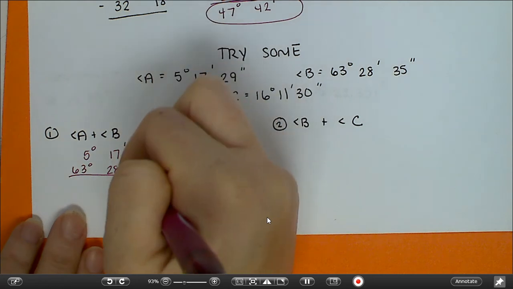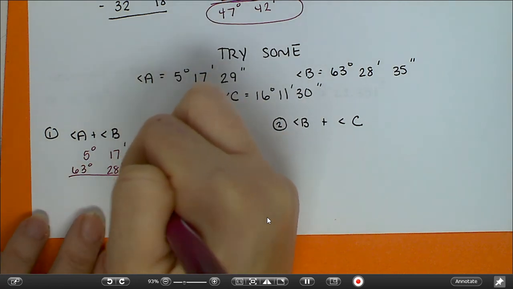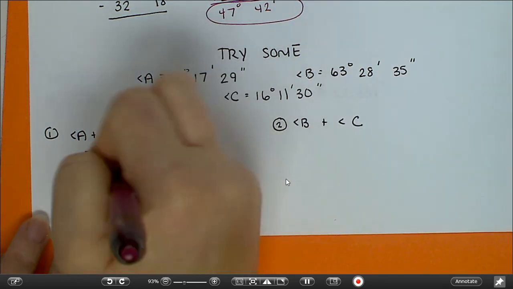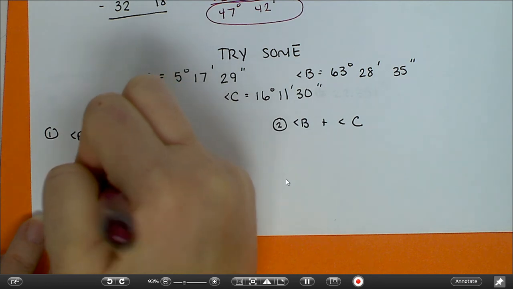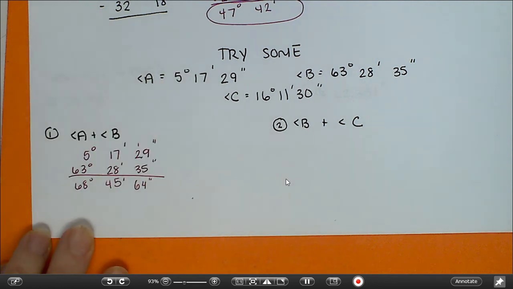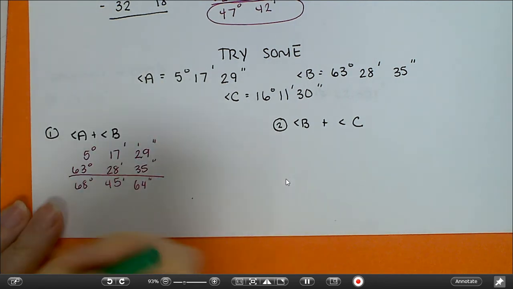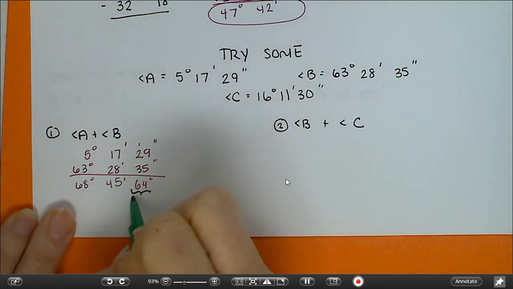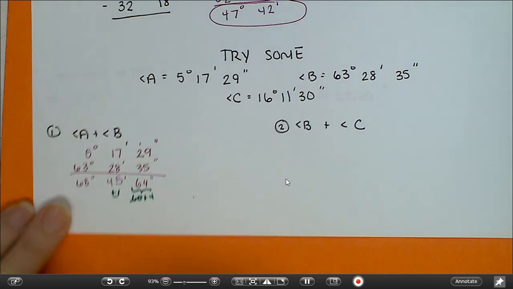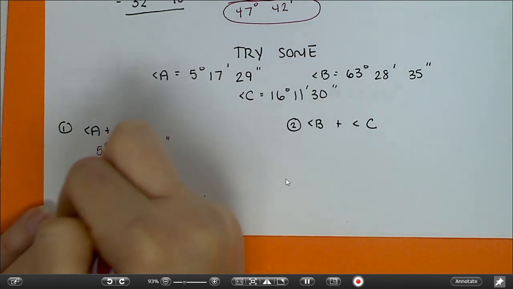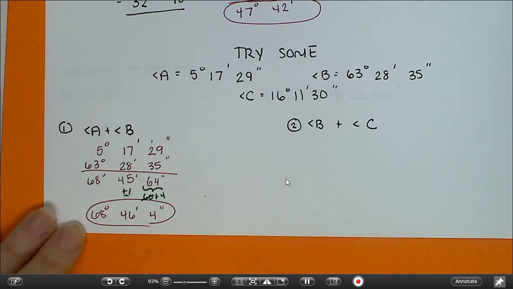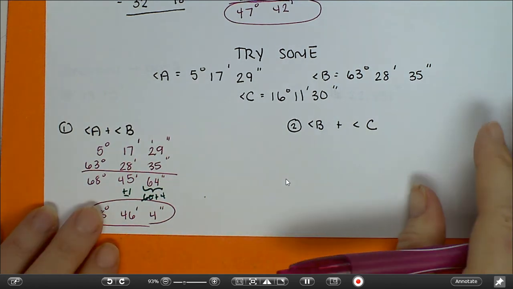Welcome back. All right, so that would be 14, 64 seconds, 45 minutes, and 68 degrees. And then, of course, we're going to look through and see if we have too many of anything. We have too many seconds, which means we need to take that 60 and add 1 over there. So hopefully you got 68 degrees, 46 minutes and 4 seconds. All right, you do B plus C. Pause.